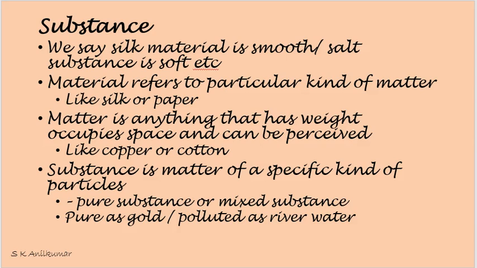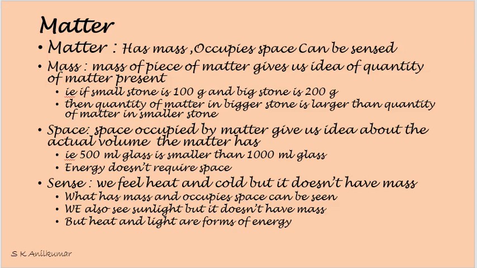We say silk material is smooth or paper is soft, but material refers to a particular kind of matter. Matter is anything that has weight and occupies space and can be perceived, like copper and cotton. And substance is matter of a specific kind. Substance is a matter of a specific kind of particles. So we call it pure, as gold, or polluted, as a river.